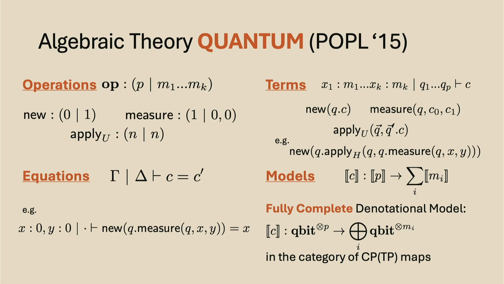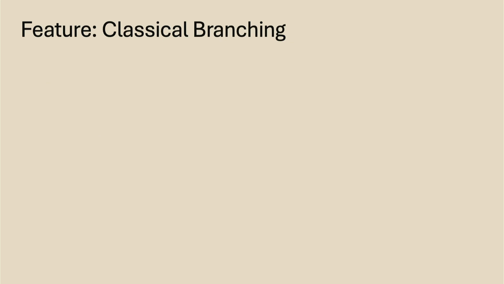Fully complete, meaning that first of all, it's sound, so every equation holds in the actual denotational semantics. And the other way around also holds, in the sense that if something is true in the denotational semantics, then it's derivable with this algebraic theory.